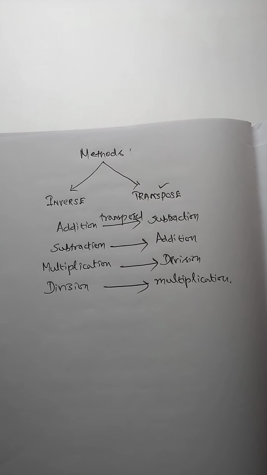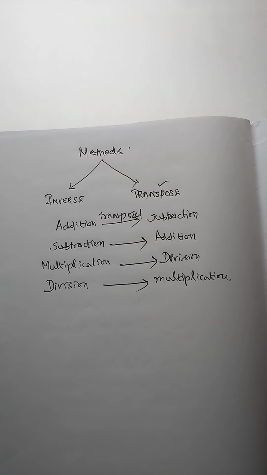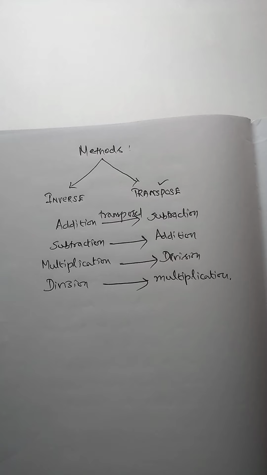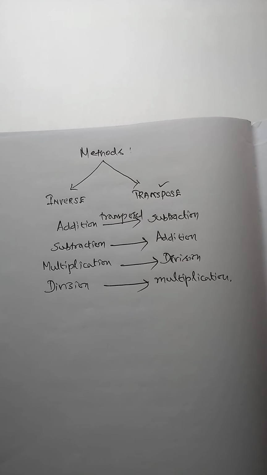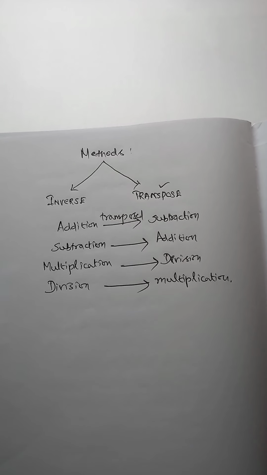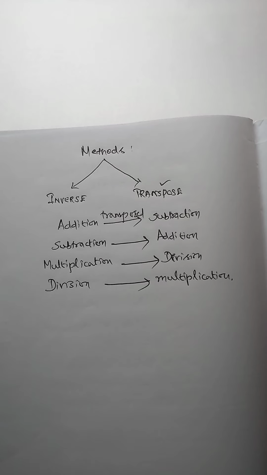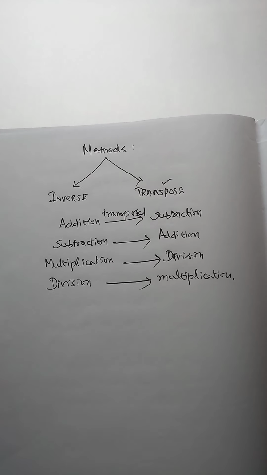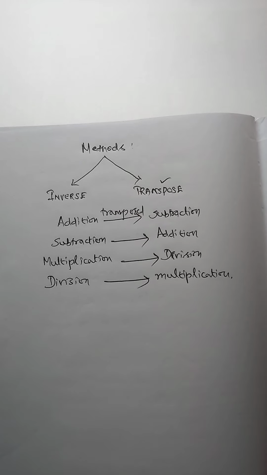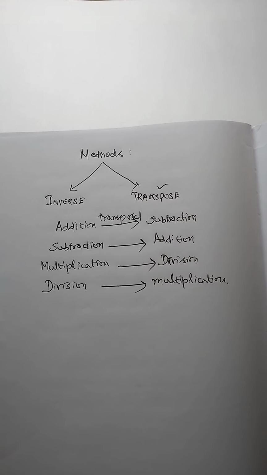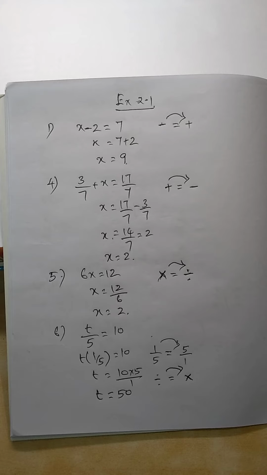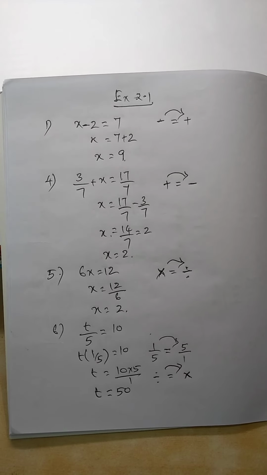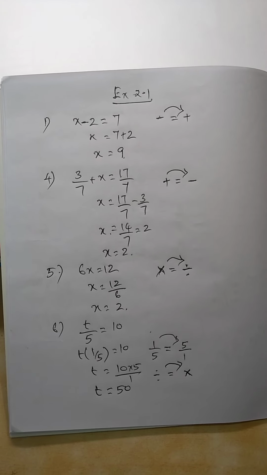In the transpose method, if you have an addition symbol on the left, it will be transposed to subtraction, and in the case of subtraction it is transposed to addition. In the case of multiplication it is transposed to division, and in the case of division it is transposed to multiplication. We will pass on to exercise 2.1. We are going to find solutions for the given equations.